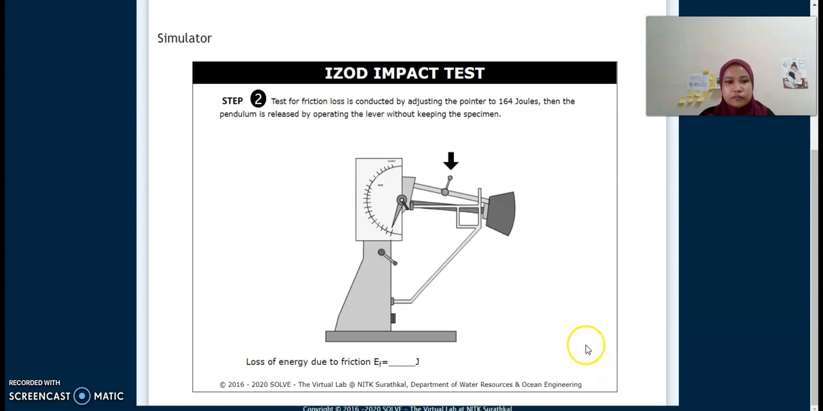The second step is to test for friction loss, conducted by adjusting the pointer to 164 joules. Then the pendulum is released by operating the lever without keeping the specimen. Here we got the loss of energy due to friction, EF, equals 2 joules.